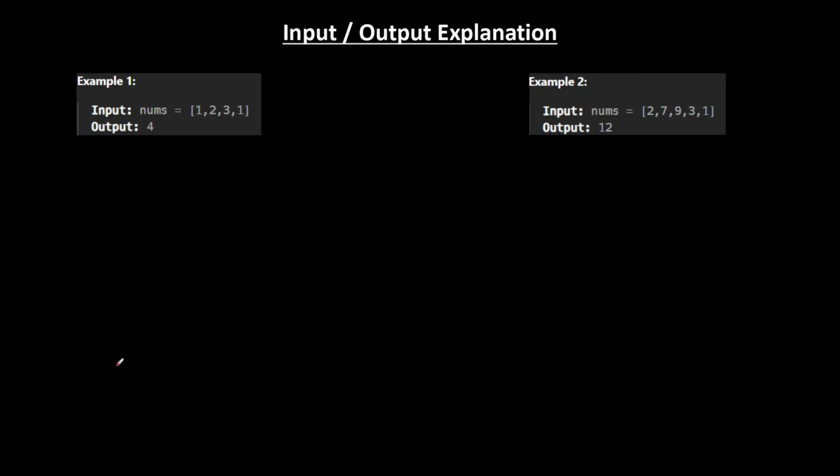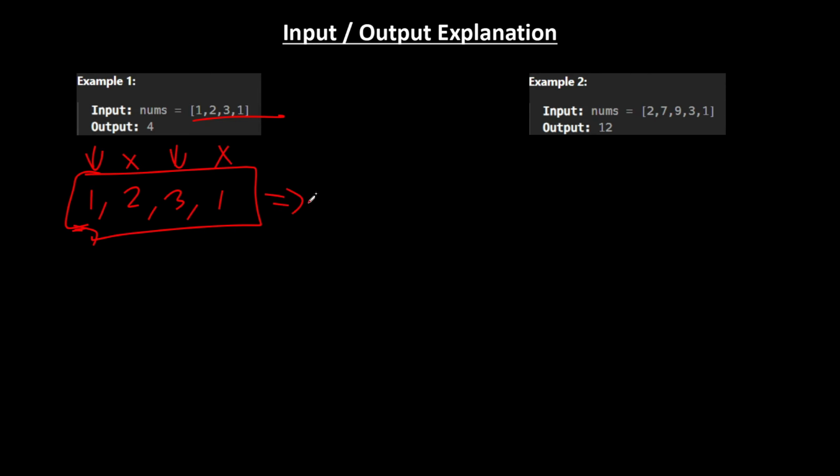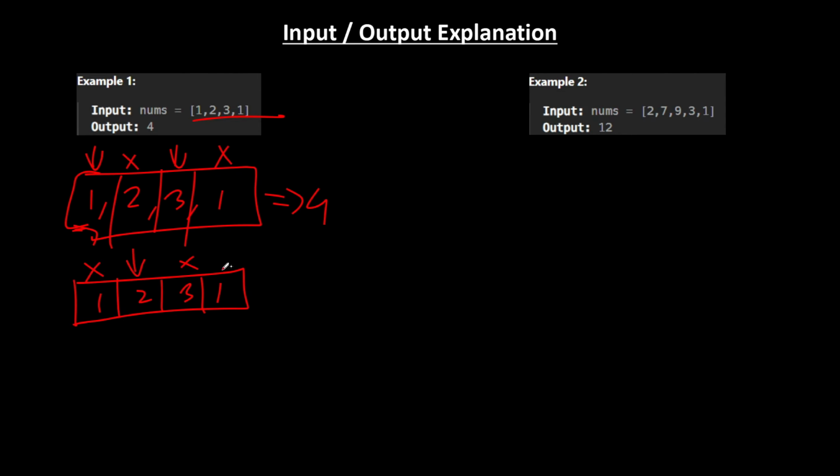Now let's understand the input output explanation. If you can see this particular array, there are 1, 2, 3, 1. If you think of starting to rob from this particular house, you cannot rob this house, then you can rob this house, then you cannot rob this house. Sum comes out to be 4. Let me draw this as an array. If you started off not taking this particular house, you took this house, you cannot take this house, then you took this house. Sum comes out to be 3.